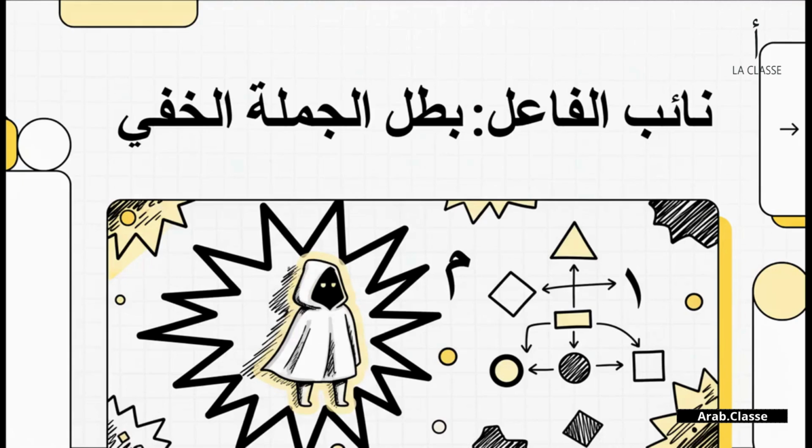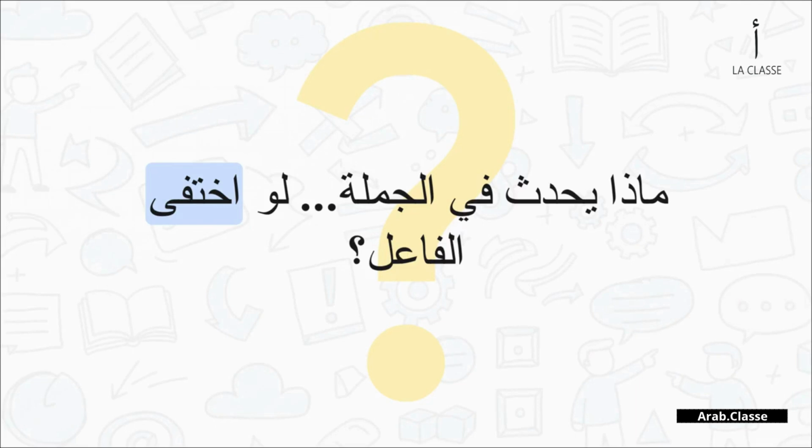All right, today we're going to pull back the curtain on one of Arabic grammar's most fascinating characters. He's kind of an unsung hero, you know? The one who only steps into the limelight when the main star of the sentence, the actual doer of the action, decides to disappear. We are talking about the نائب الفاعل. So let's kick things off with a little grammatical mystery. What really happens when the agent, the fa'il, just vanishes from a sentence? Does the whole structure just collapse, or does something else, something kind of clever, happen instead?